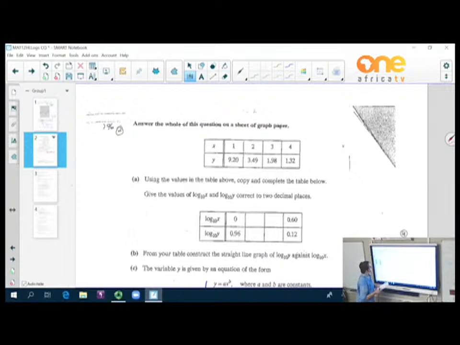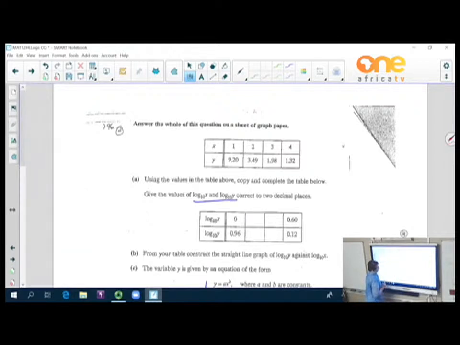It says here, answer this question on a sheet of graph paper. This was before the syllabus changed. They will not ask you like this. We're just going to draw a small sketch there. But now first let's look at the table. Using the values, give it as log values.